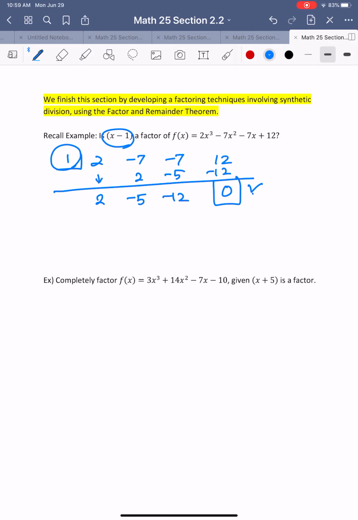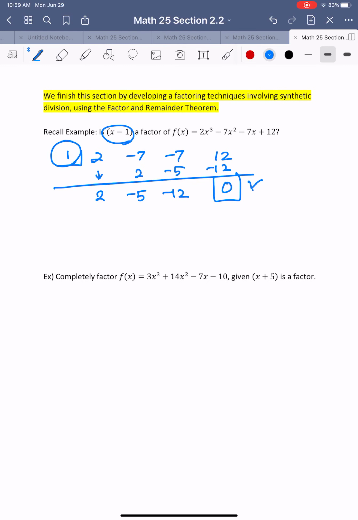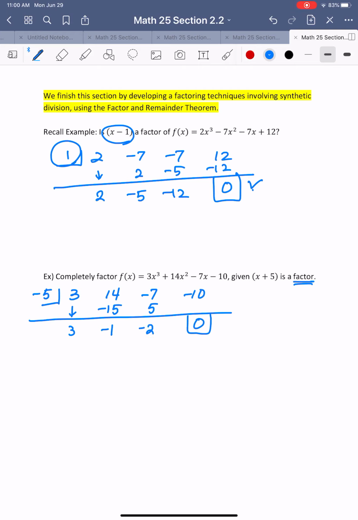So complete f of x equal to 3x cubed plus 14x squared minus 7x minus 10, given a factor. Which means x plus 5 is a factor, so you can use x plus 5. You can find the remainder, but I'm using synthetic division, okay? So there's a 3, 14, -7, and -10. And then I divide by -5. So I know it's going to be a 0 already because it's a factor, okay? 3, -15, -1, 5, -2, 10. Yes, see? -10 plus 10 is a 0, right?